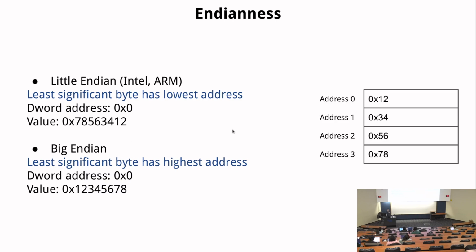32 will be stored at address 1, 56 stored at address 2. So that is little endian. Some architectures use big endian, but I do not see many architectures like that anymore. I believe some version of MIPS probably used big endian. I used some version of bi-endian before, but most of the architectures right now just use little endian.